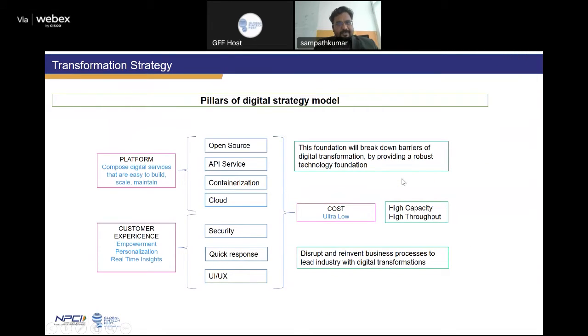So with this background, we created a digital strategy based on 3 pillars. And the first one is platform. So the platform that we want for serving this kind of agility, we wanted it to be open source and open platform, and we wanted the new solution to be fully API driven, and the application has to work in a virtualization environment with containerization support.